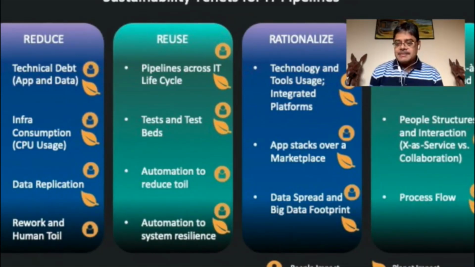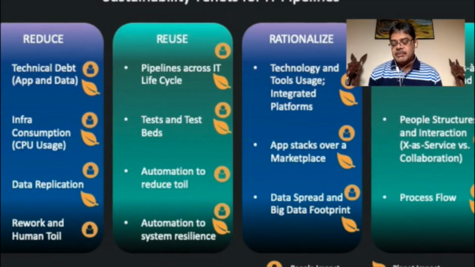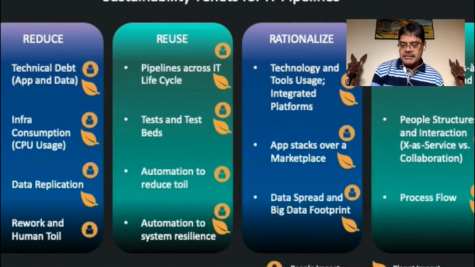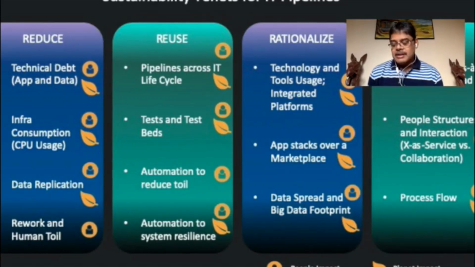The second one is people structures and interaction. So how do you enable better people structures and interaction, collaboration between them? There has to be a balance between what you build as platforms as a service or X as a service, everything as a service, versus how much people actually collaborate with each other in a manual, human manner. So that is the second part of things, which has a lot of bearing on the people impact.